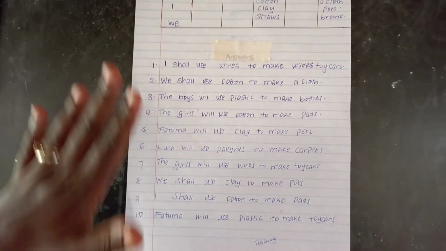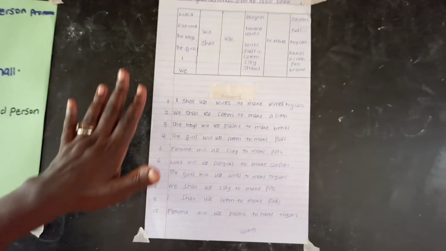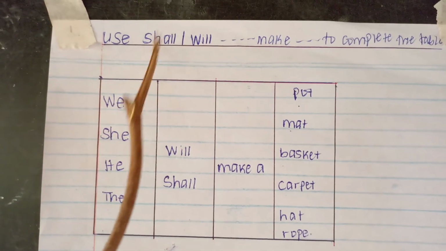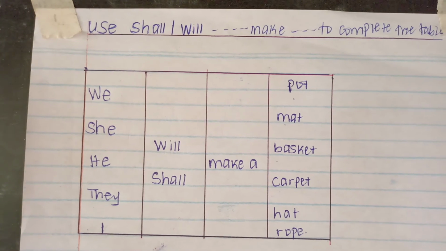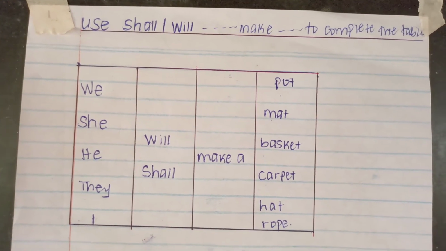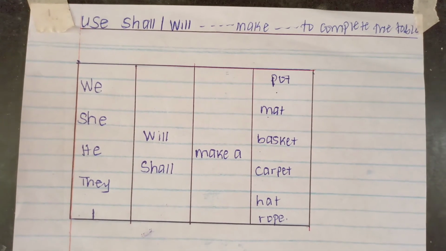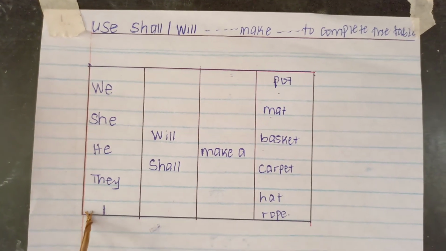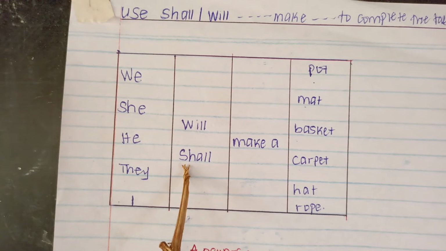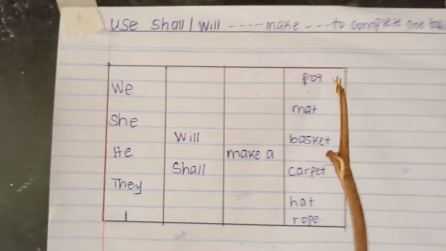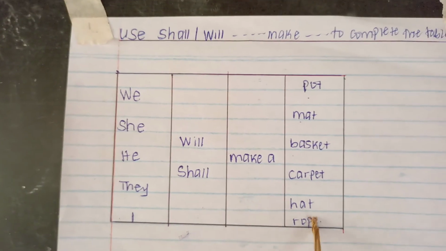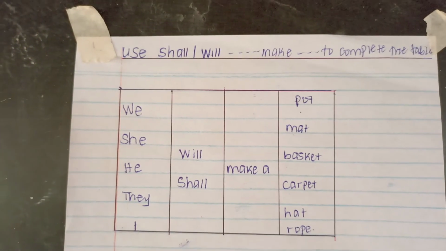Now I'm going to give you a different table and then you construct sentences for me. Use shall or will, to make, to complete the table. We, she, he, they, I; will, shall; make a; then here we have pot, mat, basket, carpet, hat, and rope. Make sentences.